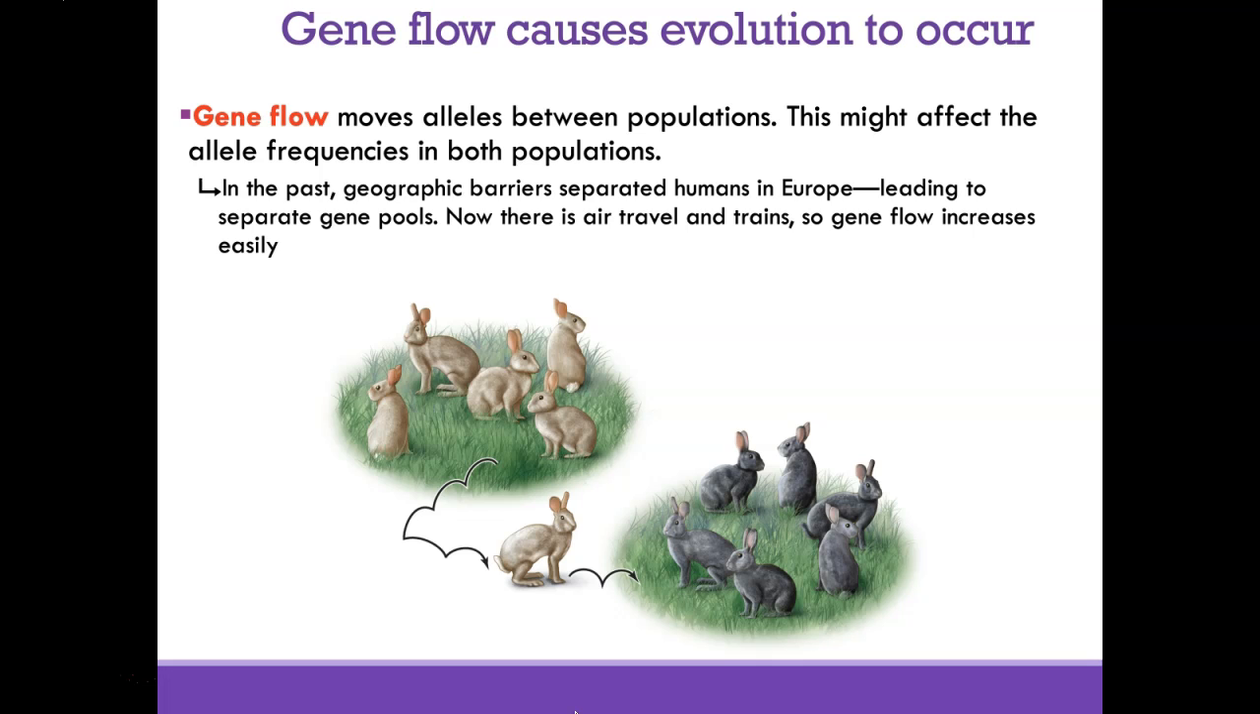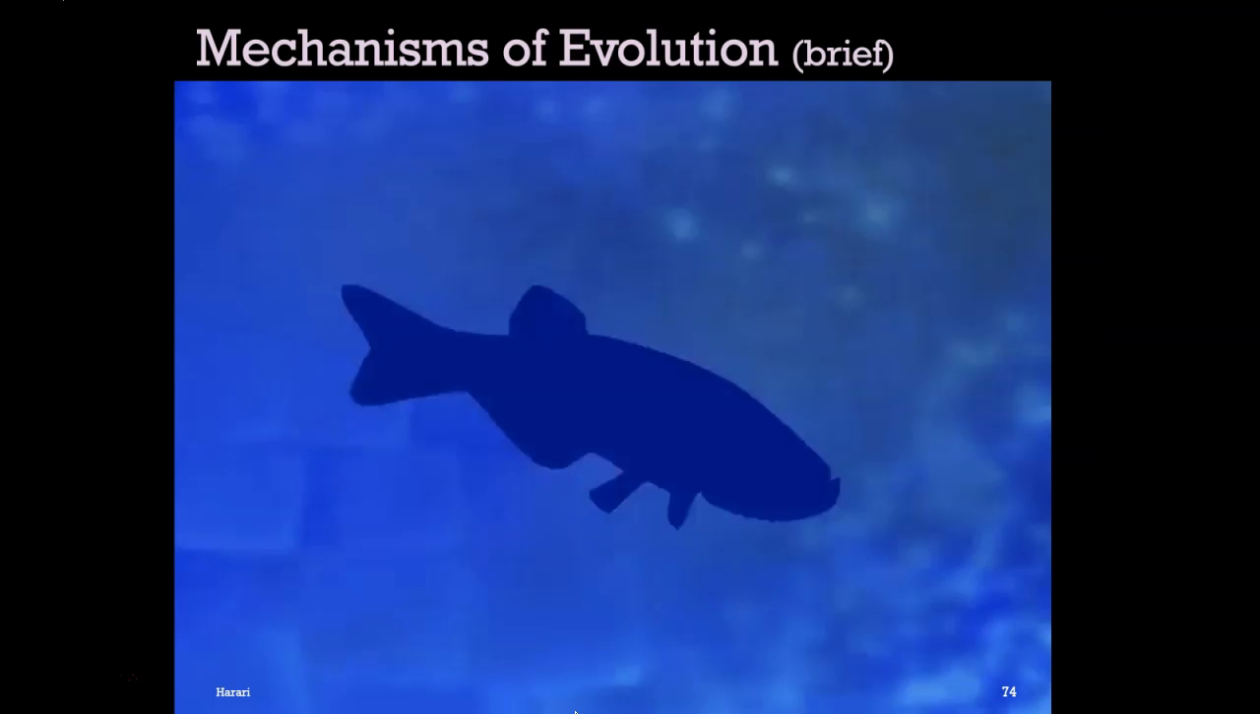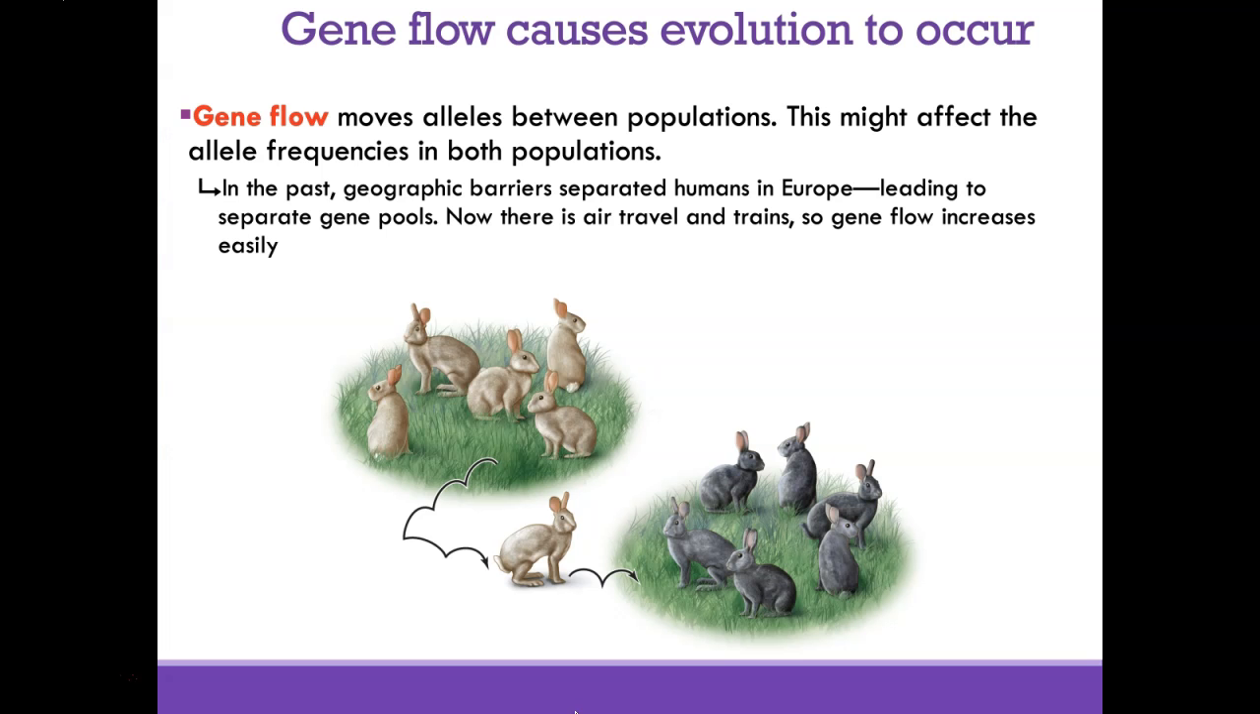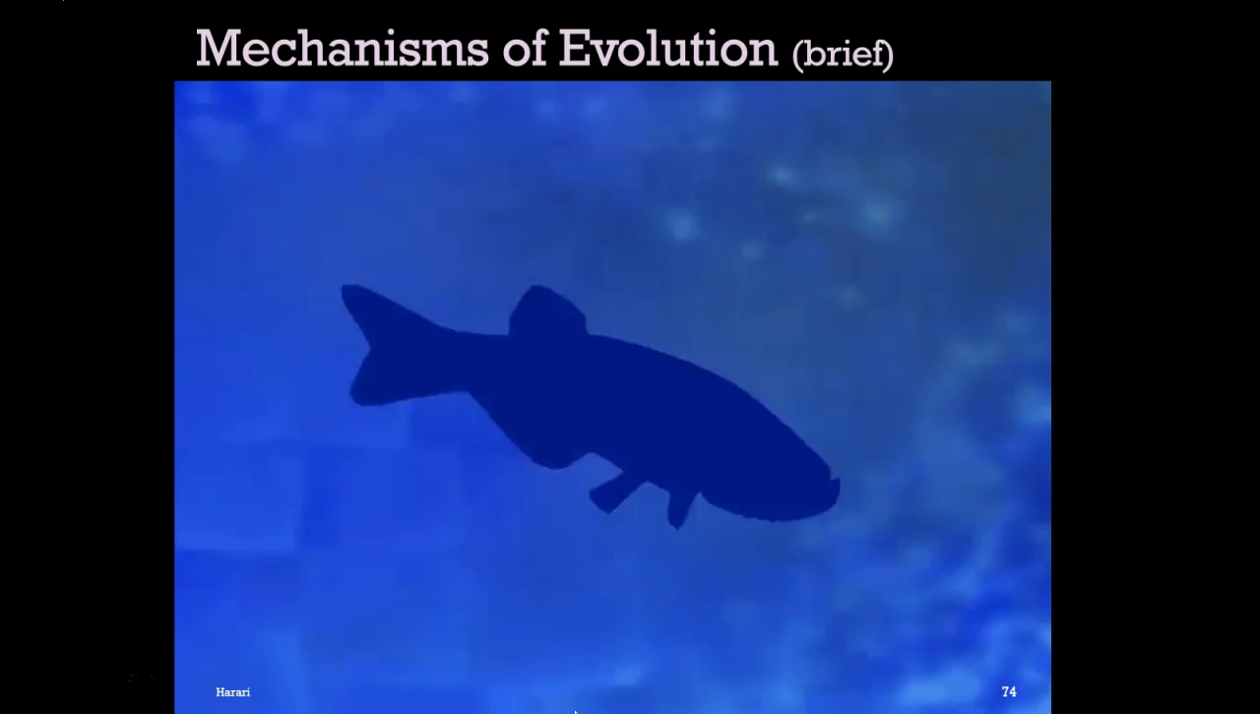Now, there's air travel and trains. So it's very easy for a Spaniard and an Italian to mate. And of course, that causes evolution, because changing allele frequencies in a population is evolution. So because of gene flow, meaning migration, you could cause evolution to occur. Again, this was not as possible in the past because of geographic barriers. Now that we have planes, trains, and automobiles, it's a lot easier for genes to flow between populations and thus for evolution to occur.